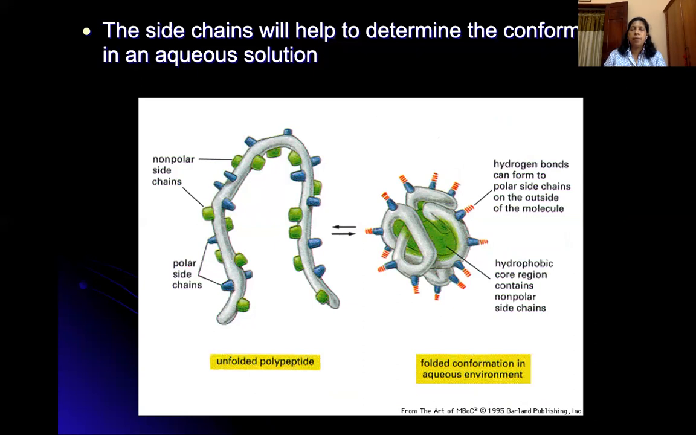When it comes to hydrogen bonds, a polar side chain and another polar side chain can make hydrogen bonds, but a non-polar one is not making a hydrogen bond. That is why, as you can see in the next picture, hydrogen bonds can form with polar side chains on the outside of the molecule, and the hydrophobic core region contains non-polar side chains inside.